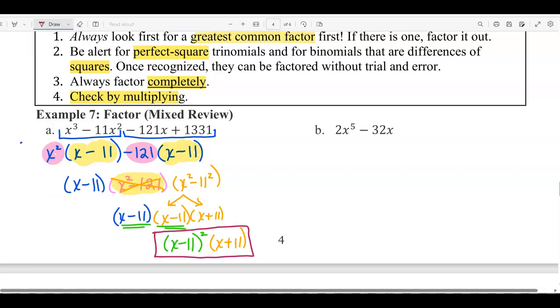Okay, part B, our next problem. We're always looking for a GCF first. I do see that I can factor a 2 out of each, and I can factor an x out of each. So 2x, and I'm left with x to the 4th minus 16. So this is 2 terms. It should be jumping out at you that 16 is a perfect square, and also x to the 4th is a perfect square. Watch how I rewrite this.